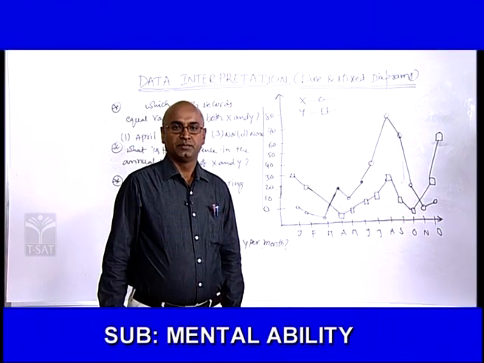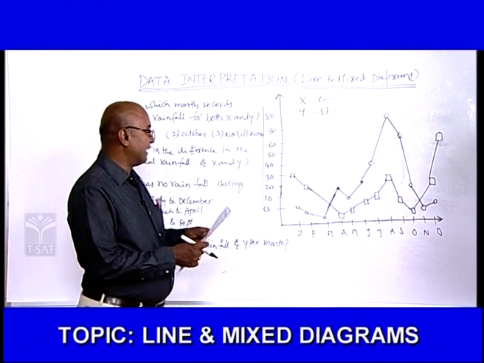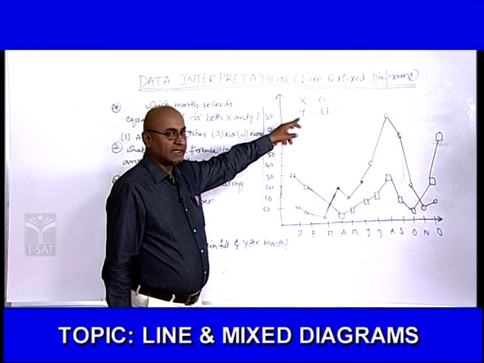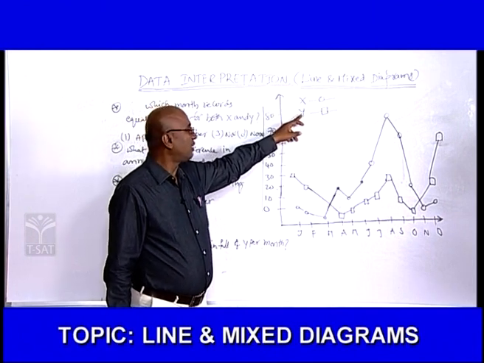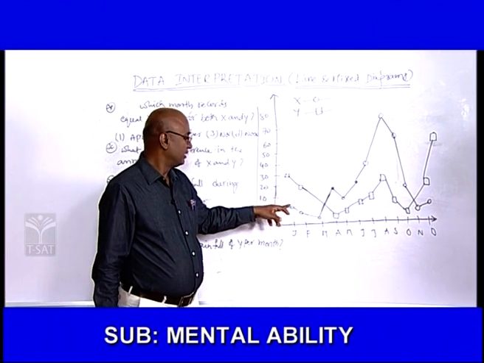Next problem. Here in this problem, 2 places X and Y are given and the rainfalls corresponding to X and Y in each and every month are also given.